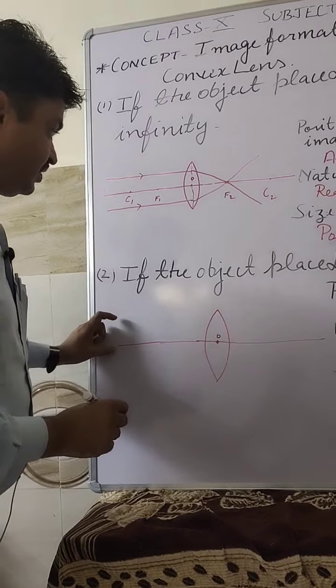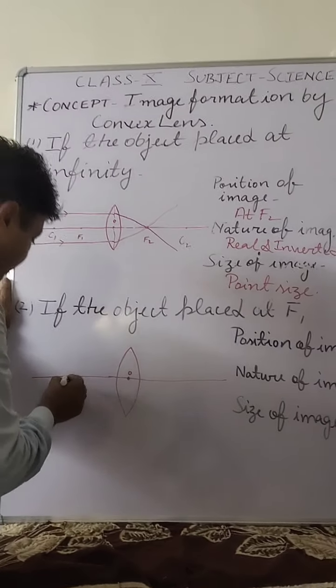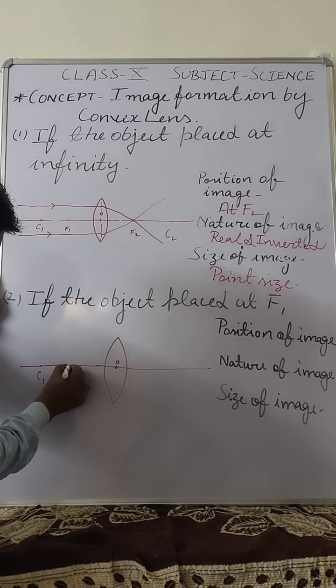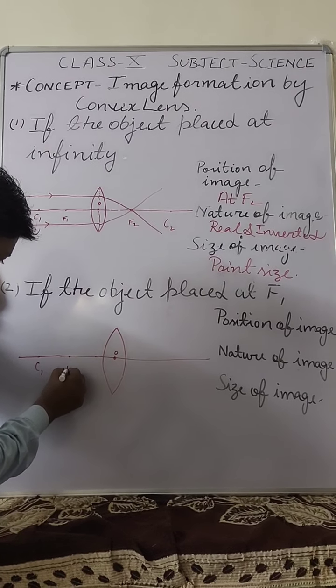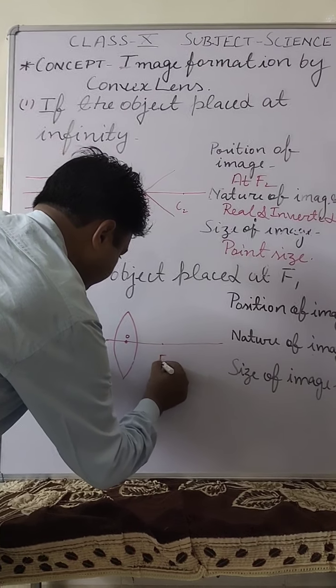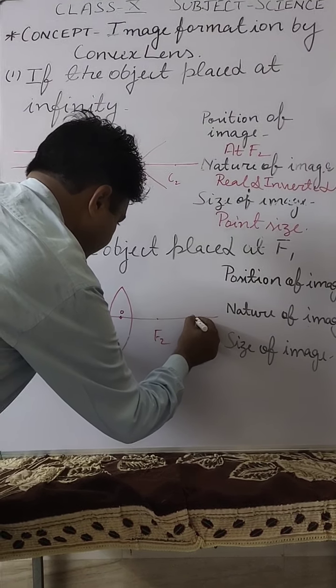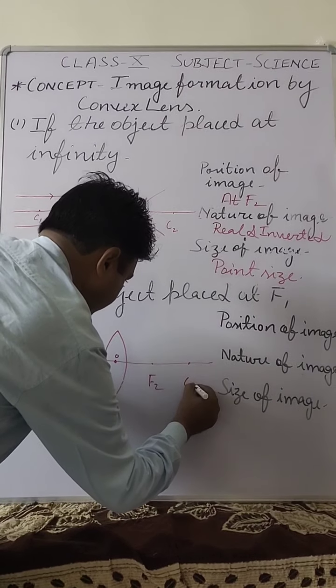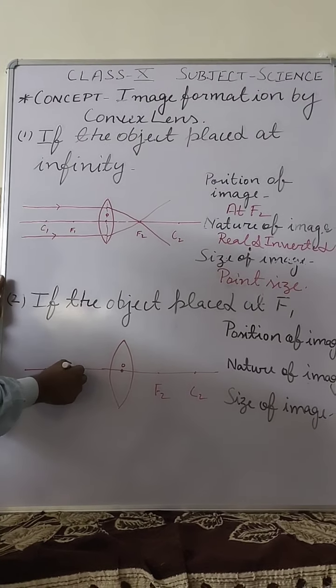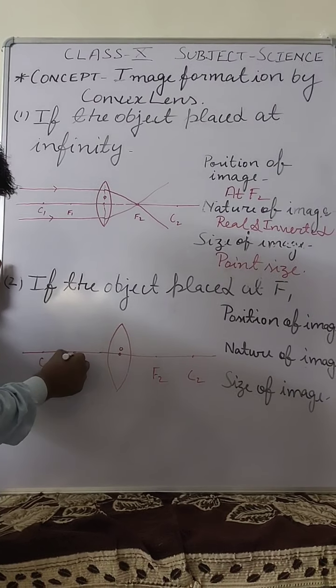Now in this you will again show the center of curvature 1. It is the center of curvature 1. It is the focus 1. Again here it is F2 and it is C2. Now you will draw the ray diagram in this.